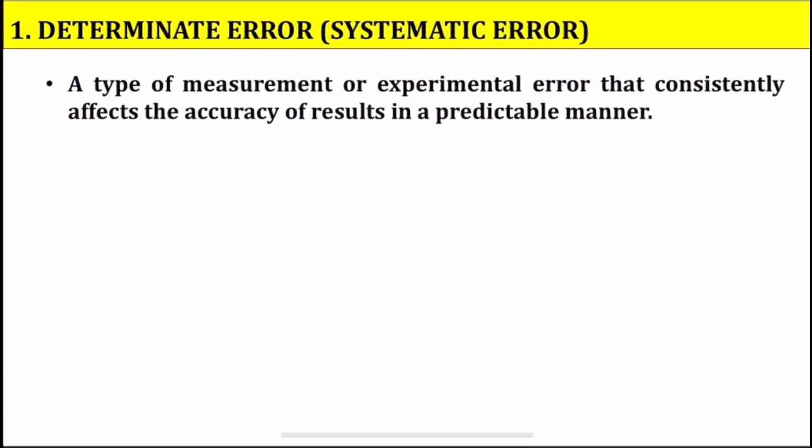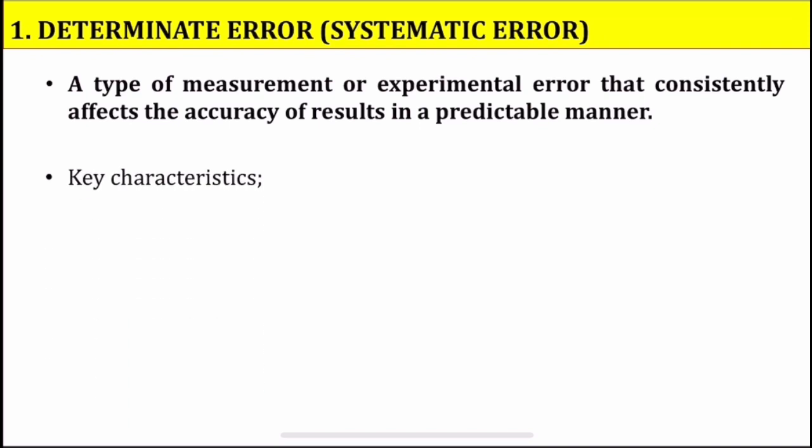The term systematic in this context refers to the systematic nature of these errors. They occur systematically or regularly under certain conditions. These errors are consistent and repeatable, caused by flaws in the measurement system itself. Think of them as built-in biases, like a scale that always reads 5 grams too heavy or a clock that's always 2 minutes fast.